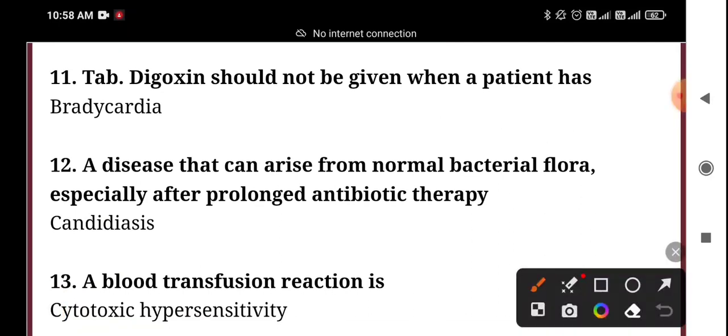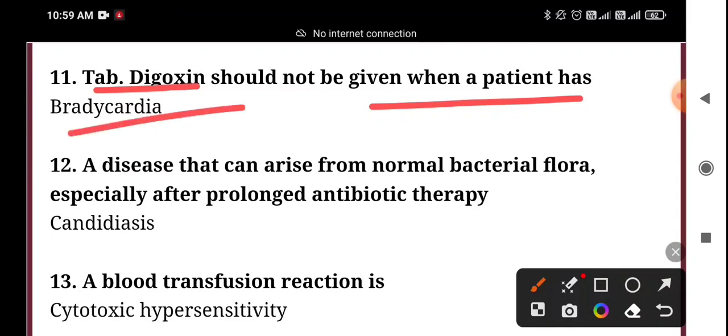So next question. Tab digoxin should not be given when a patient has bradycardia. This is a contraindication of tablet digoxin. When the patient has bradycardia, tablet digoxin should not be given.